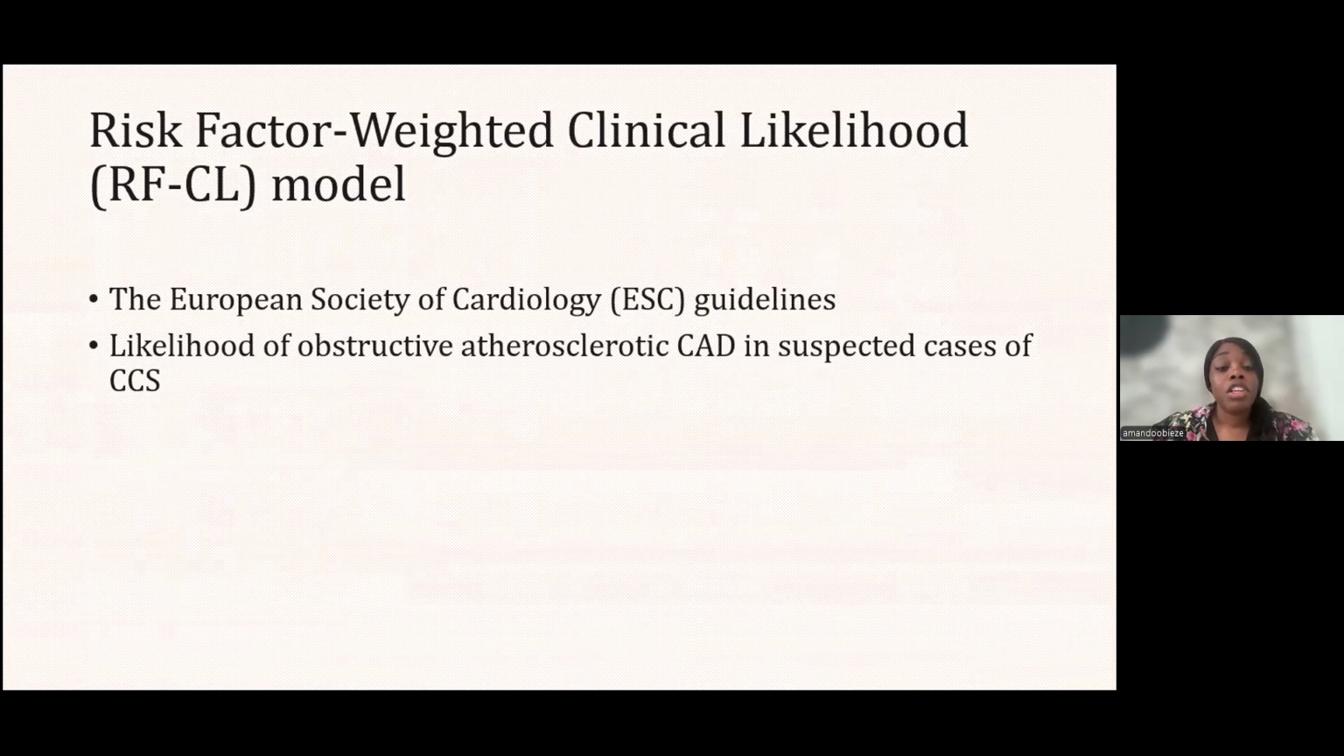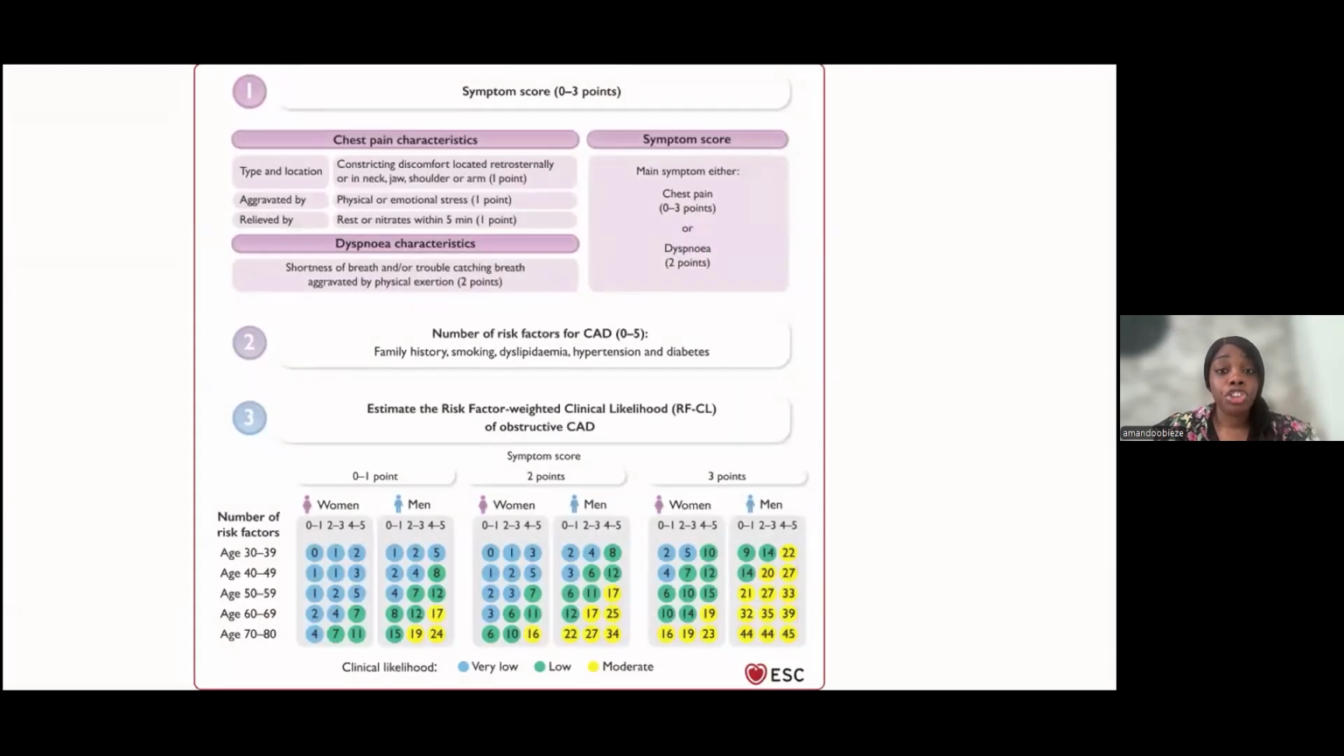So the European Society of Cardiology has recommended the RFCL model to check the likelihood of CAD in patients that are presenting with typical or atypical symptoms of angina. Next, please. So this diagram just goes on to show the model where you talk about the symptom score based on whether the patient has chest pain or dyspnea, talk about the risk factors of CAD, and then go on to check with the patient's age, what's the likelihood of the pain the patient is experiencing being angina. If you can go next.